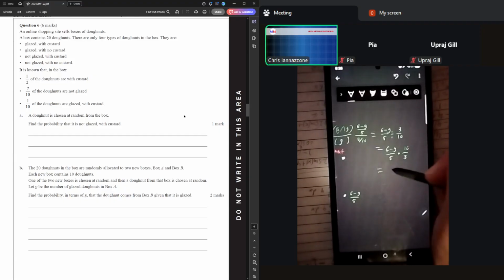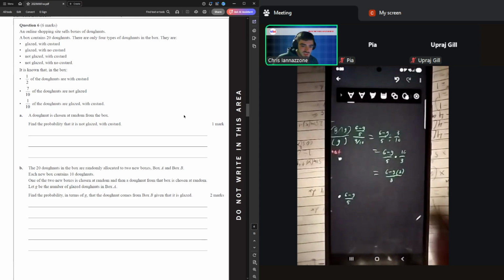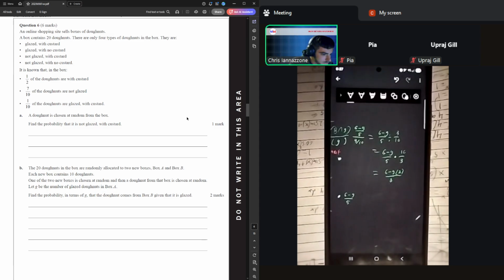You cancel down. 6 minus G over 3, and you got the 2 from over here. 5 and the 10 cancel into each other, and then yeah, whatever sort of rearrangement or simplification you want to do from there.